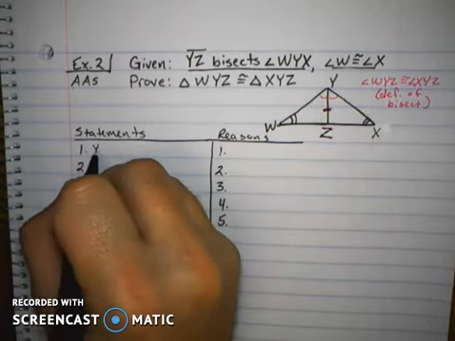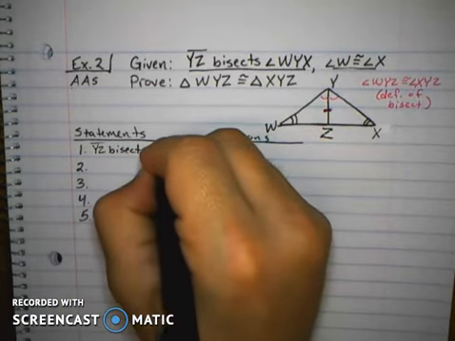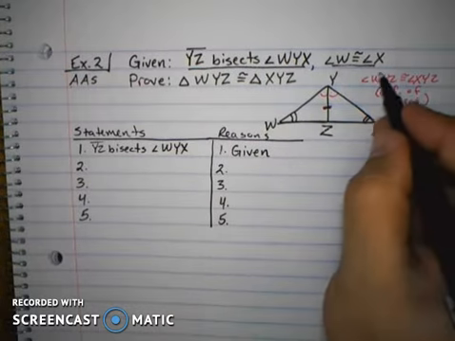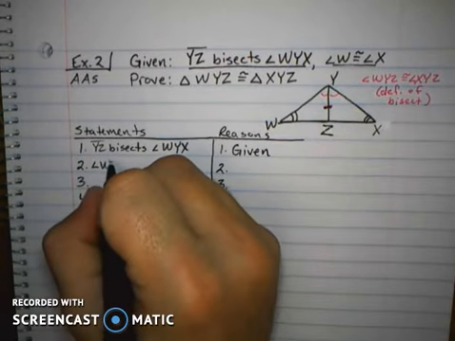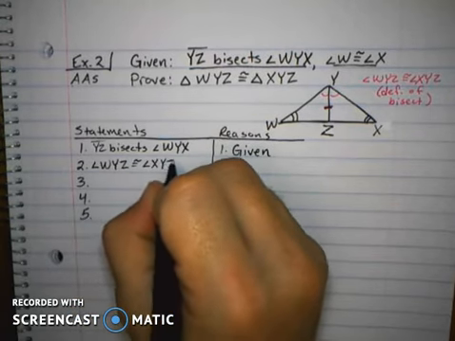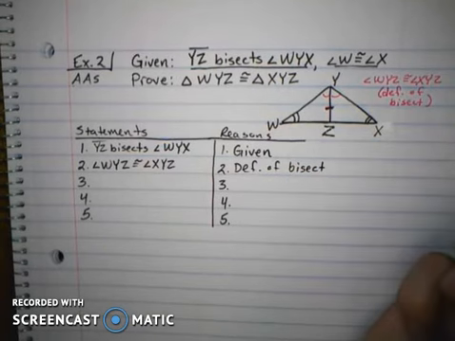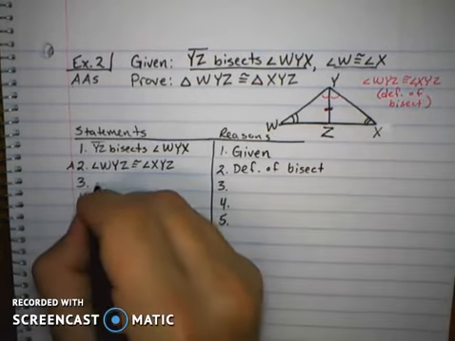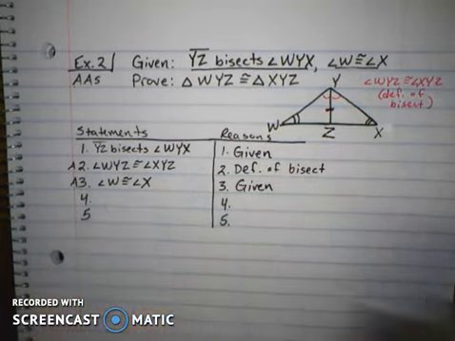The first statement is that segment YZ bisects angle WYX, which is given. And remember we said that that tells us these two angles are congruent. So the next statement is that angle WYZ is congruent to angle XYZ because of the definition of the word bisect, or definition of angle bisector. So there's a pair of congruent angles. We were also given that angle W is congruent to angle X. That's another pair of congruent angles.